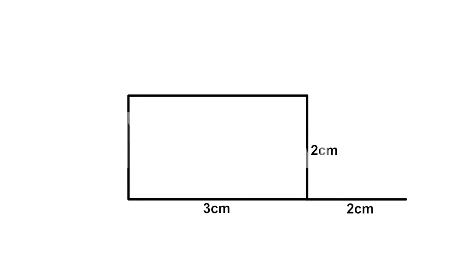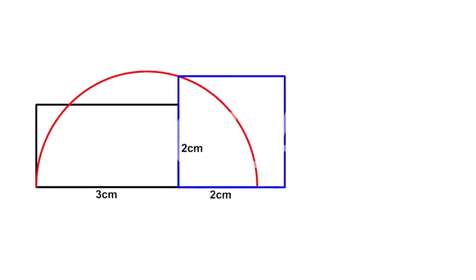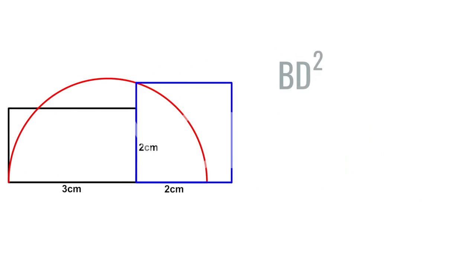Draw a semicircle with diameter of 5 cm as shown here. Now from the point B, extend a line upwards till it meets the semicircle. Now the length BD will be the side of the square. Here we use the property BD square is equal to AB into BC. Here the length of the side of the square is root 6 cm.